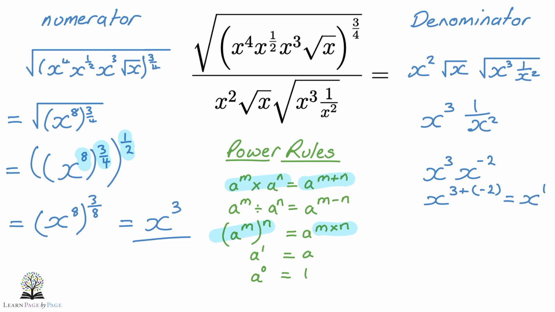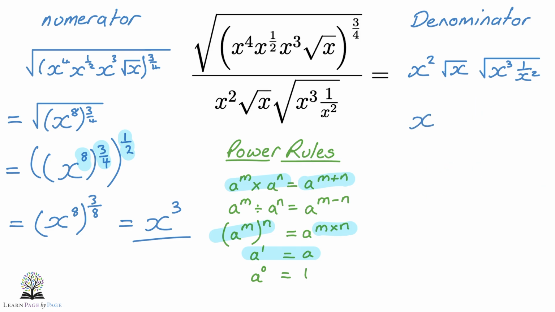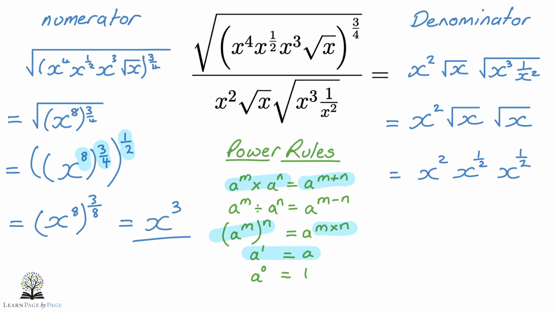And we see that's this power rule. A to the power of 1 is just a. So as we have x to the power of 1, that would just equal x. So our denominator now becomes x squared multiplied by root x multiplied by another root x. And we can rewrite without those square root signs. And we have x squared multiplied by x to the power of a half, and another x to the power of a half. And we use the product rule again. We end up with x to the power of 2 plus a half plus another half. That gives us another x cubed.